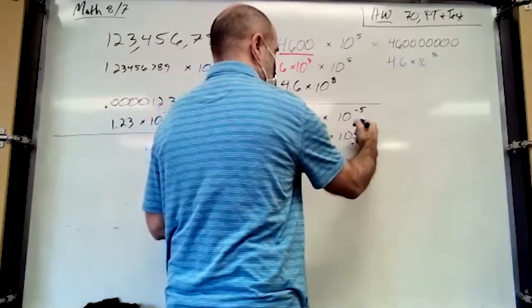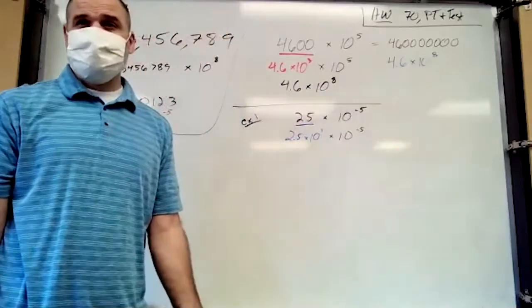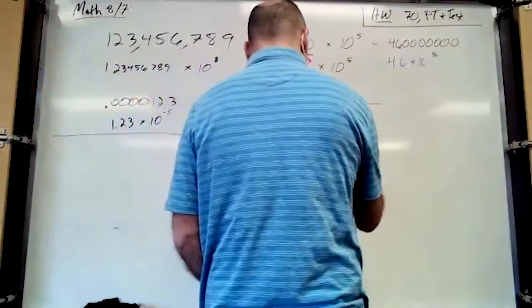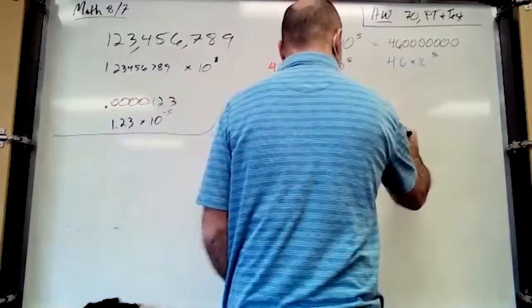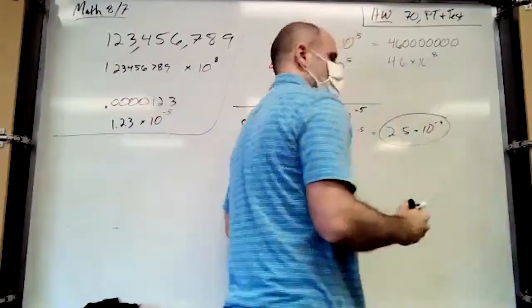Times 10 to the negative 5. What happens when you add those exponents? You get negative 4, okay? So good. So this is just 2.5 times 10 to the negative 4th. Very good.